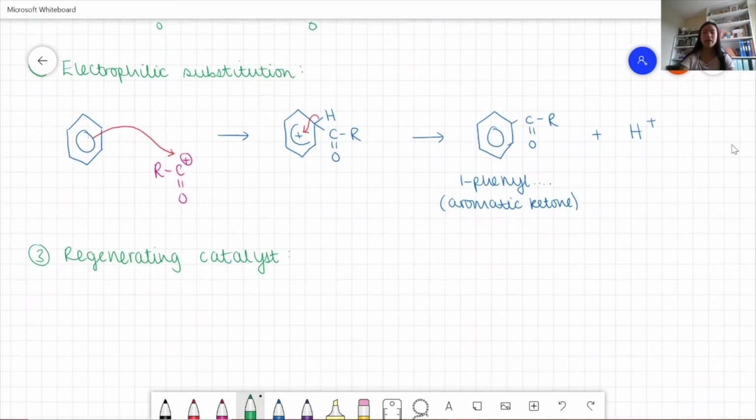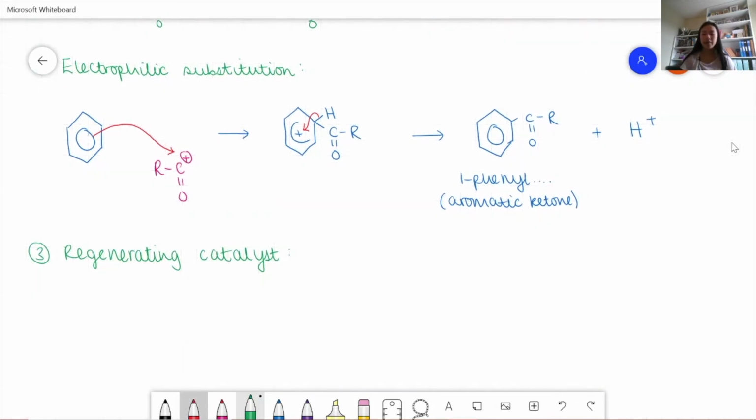So what we have is that the product that we formed when we were forming the electrophile, this AlCl4-, reacts with the product of the electrophilic substitution, the H+, and they react together to form AlCl3 and HCl. So this here is the catalyst that we are needing to regenerate.